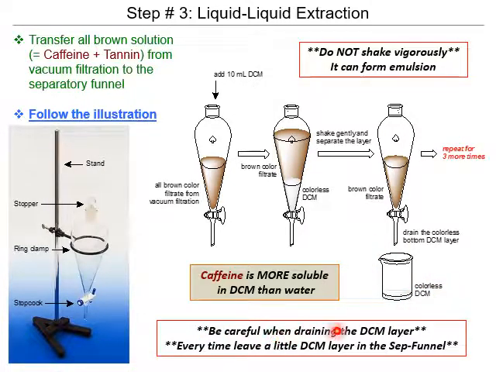Be careful when draining the DCM layer. Every time, leave a little DCM layer in the separatory funnel to make sure that the brown filtrate doesn't come out and contaminate your product again, right? Also, when you open the separatory funnel, you have to make sure that you get rid of the stopper, because you essentially create a vacuum here every time you open and close the separatory funnel. So it will stop the liquid from coming down. So you have to make sure that you get rid of the stopper.